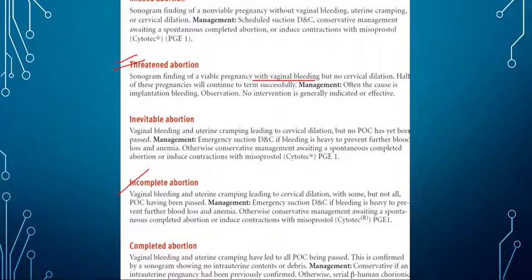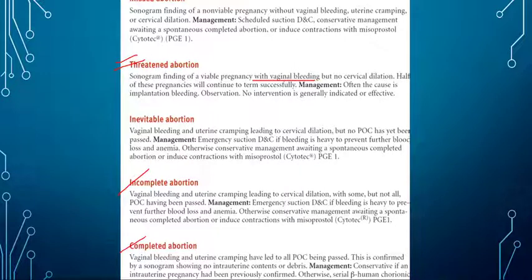Now, if you see a product of conception in the internal os, then you have to remove that first. And maybe something more is there. So what you have to do is an urgent DNC to remove any product inside. So that's your incomplete miscarriage.